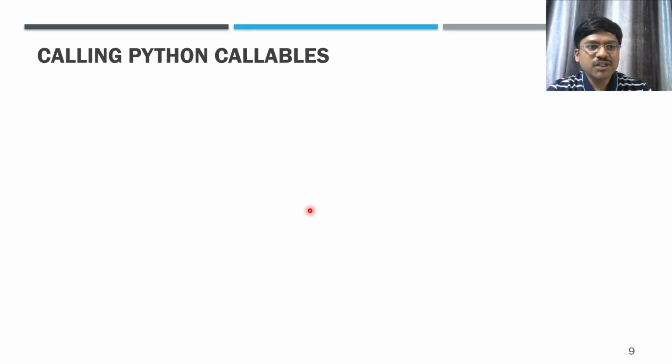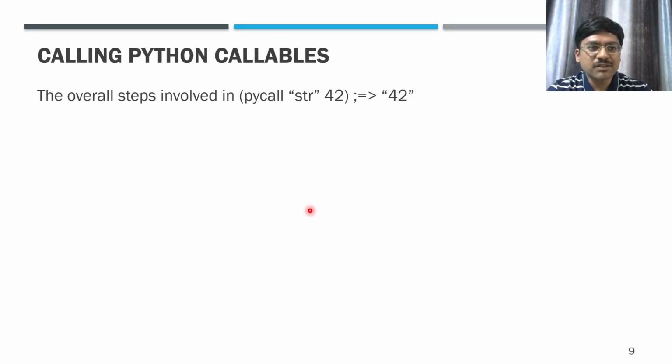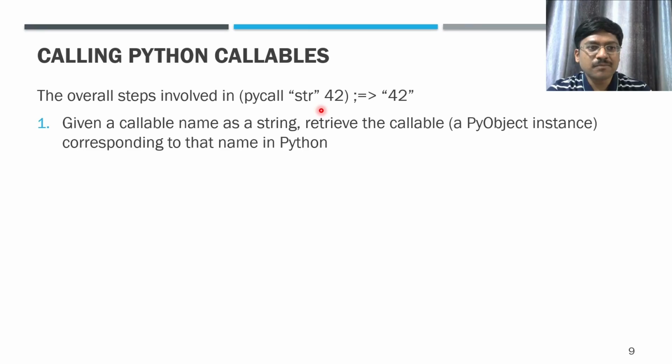So coming to the most important task of calling the Python callables. So what steps are involved in calling a Python callable? Well, let's see an example of calling the Python callable named str, which is the string function. It takes any object and returns a string representation of it. So given a callable name as a string, we want to retrieve the callable, that is a PyObject instance, corresponding to that name in Python.